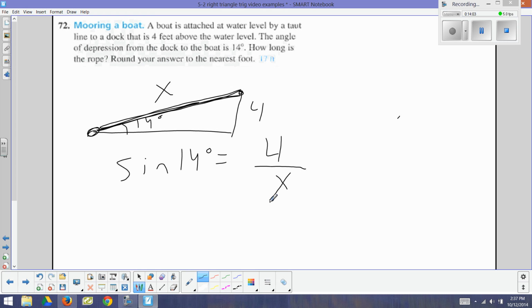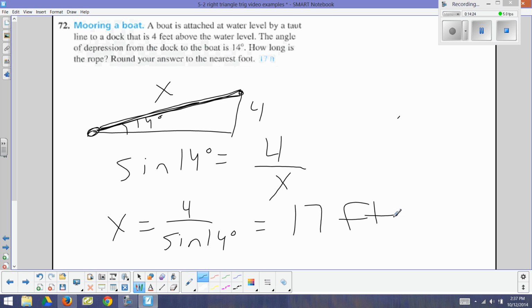So now, if you put it in your calculator, you should get the right answer. Solve it first before I put it in, so I don't make a mistake putting it in. So 4 divided by sine of 14 degrees. So when you put it in your calculator, you get 16.53, which they said round to the nearest foot. So therefore it's 17 feet. So there's my line. The line's not at water level to the dock. The line is up above onto the dock.